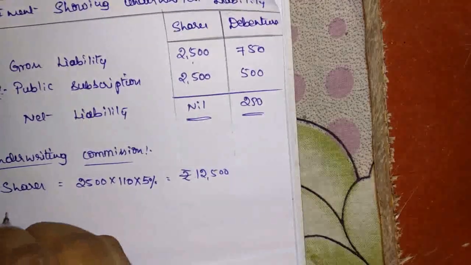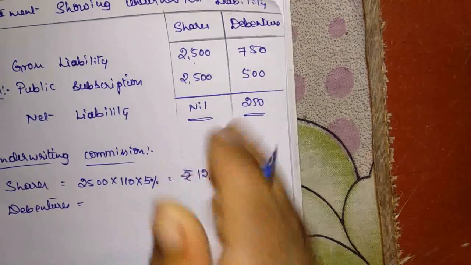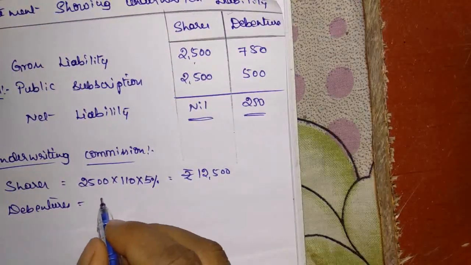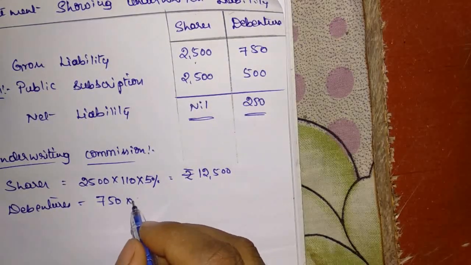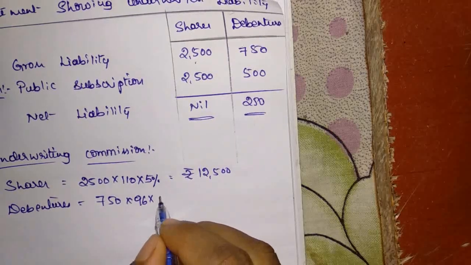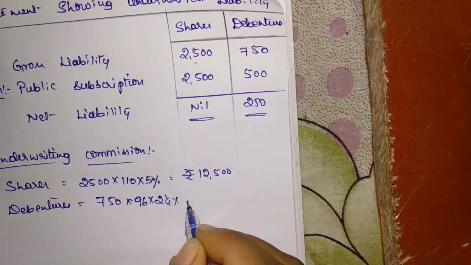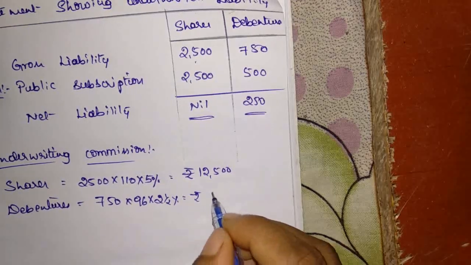Then in the case of debentures, what is the number of debentures underwritten? That is 750, into the issue price. The issue price is 96 because it is issued at a discount, and the rate of commission is 2.5%. So commission is rupees 1,800.